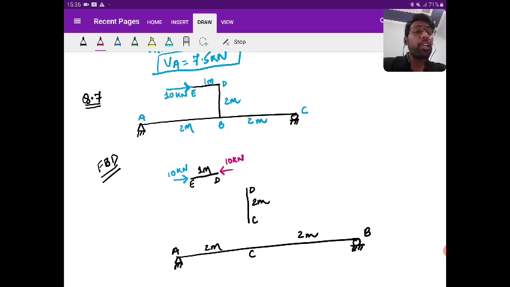Is it clear? Now balance the joint D. So whatever force is acting in the left will be balanced by the opposite force at D for the member DC, that is 10 kilonewton towards right. Now balance the member DC.